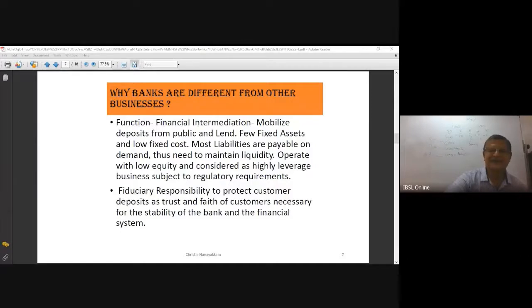Long-term liabilities include this 5, which is called debentures, and also belongs to investors who made their investment in your bank.